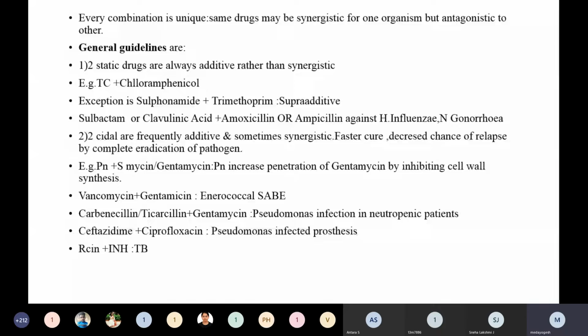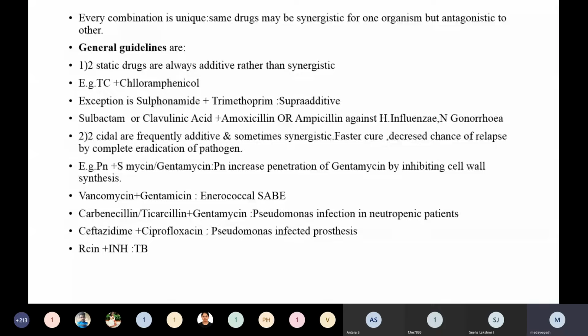But here the exception is sulfonamides with trimethoprim. This is cotrimoxazole. This has a supra-additive effect. And then we always combine sulbactam or clavulanic acid with amoxicillin or ampicillin for the treatment of H. influenzae and gonorrhea infection.